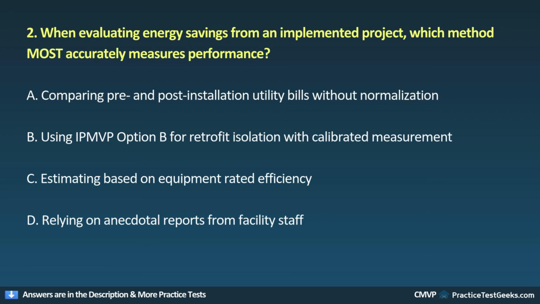2. When evaluating energy savings from an implemented project, which method most accurately measures performance? A. Comparing pre- and post-installation utility bills without normalization. B. Using IPMVP option B for retrofit isolation with calibrated measurement. C. Estimating based on equipment rated efficiency. D. Relying on anecdotal reports from facility staff.